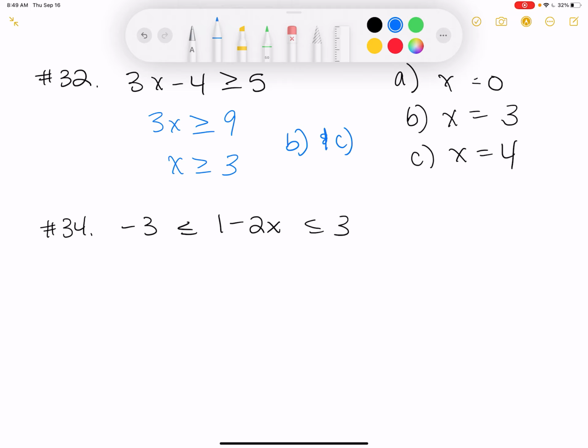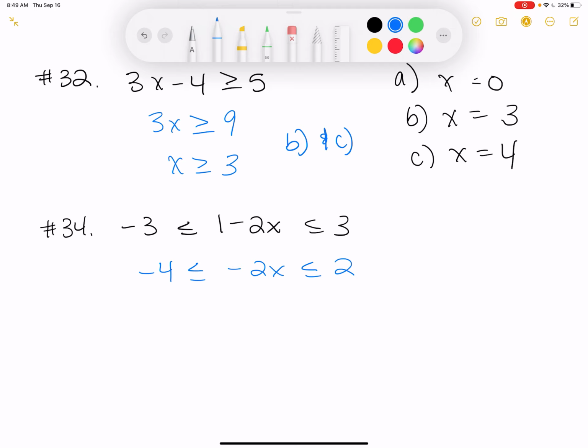Don't you have to do it to both sides? Yep. So subtract the 1 from the left and the right. So negative 4 is less than or equal to negative 2x, which is less than or equal to 2. So now what? Just divide by negative 2 on both sides.